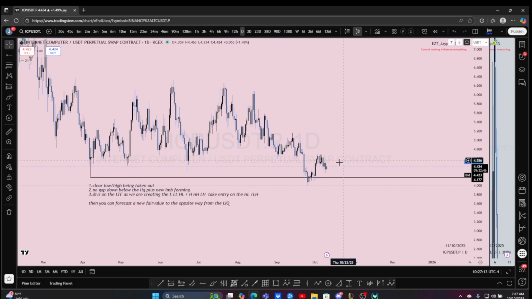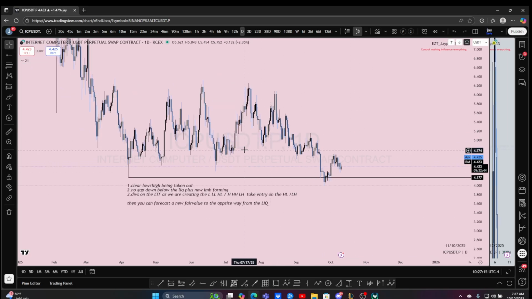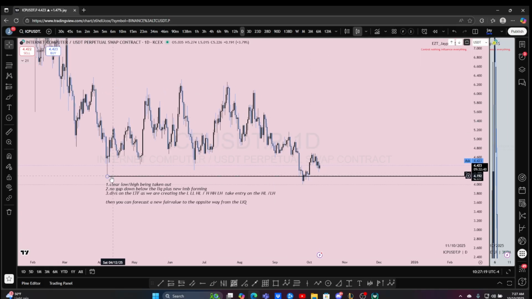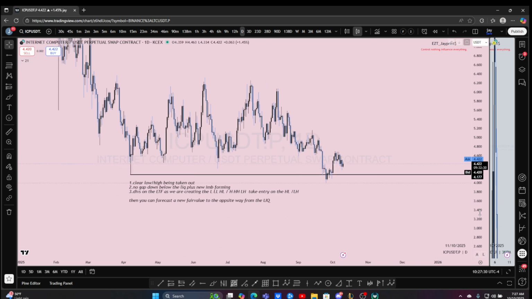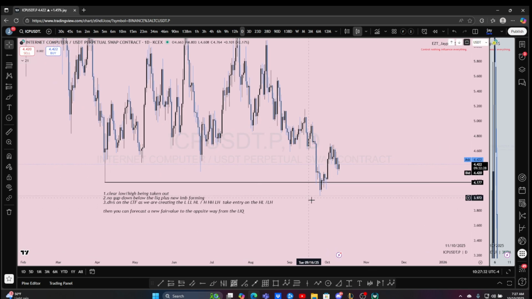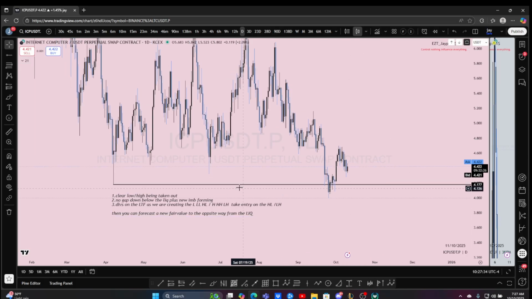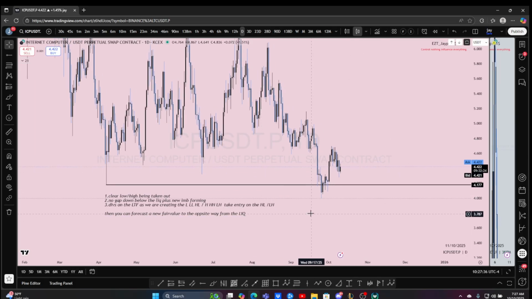Whether that's on a daily, on the 6 hour, or on the 4 hour, first you need a clear structure within the time frame that you're looking at, and then you need a clear low or high being taken out within that time frame. In this example, we'll be using the lows. Once we're taking the low out, right?